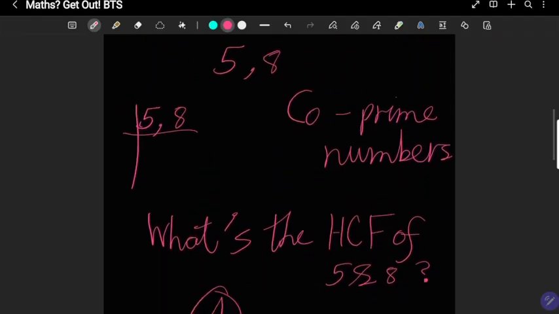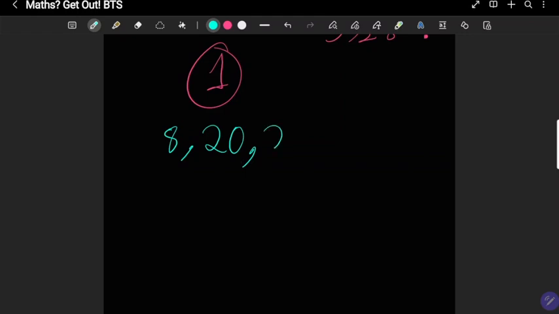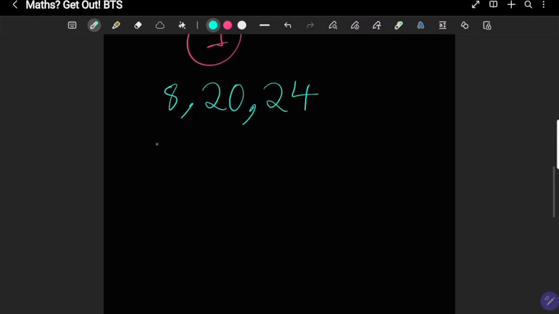Okay, so this is HCF. Also, I forgot to tell you guys, you can do it for more than 2 numbers. So let's say we have 8, 20 and 24. You can do it for these 3 numbers. You're just going to put them in a nice table like we did before.